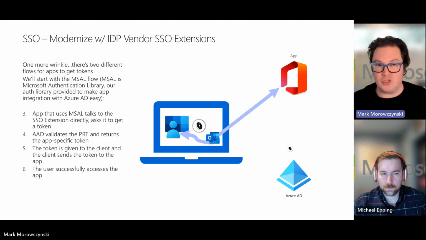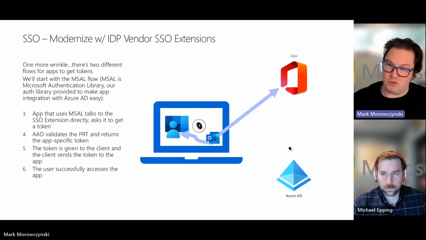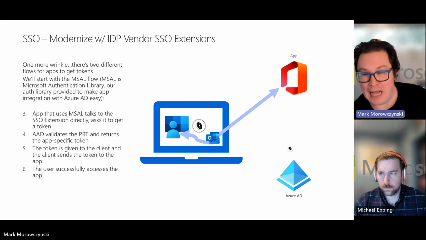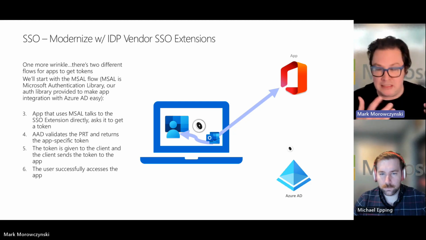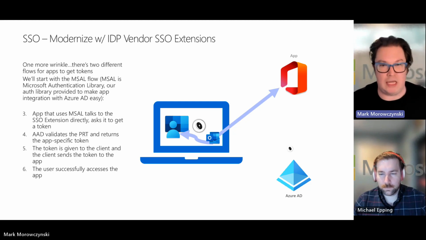And if everything looks good and comes back, what we'll get back to the SSO extension is that app-specific access token. The SSO extension then passes that back over to the actual client application, which then presents it to the resource, in this case, Exchange Online. And now we get our email in Outlook mobile. So they could get single sign-on all the way through using this application with the SSO extension. They didn't have to put any credentials in using that PRT.